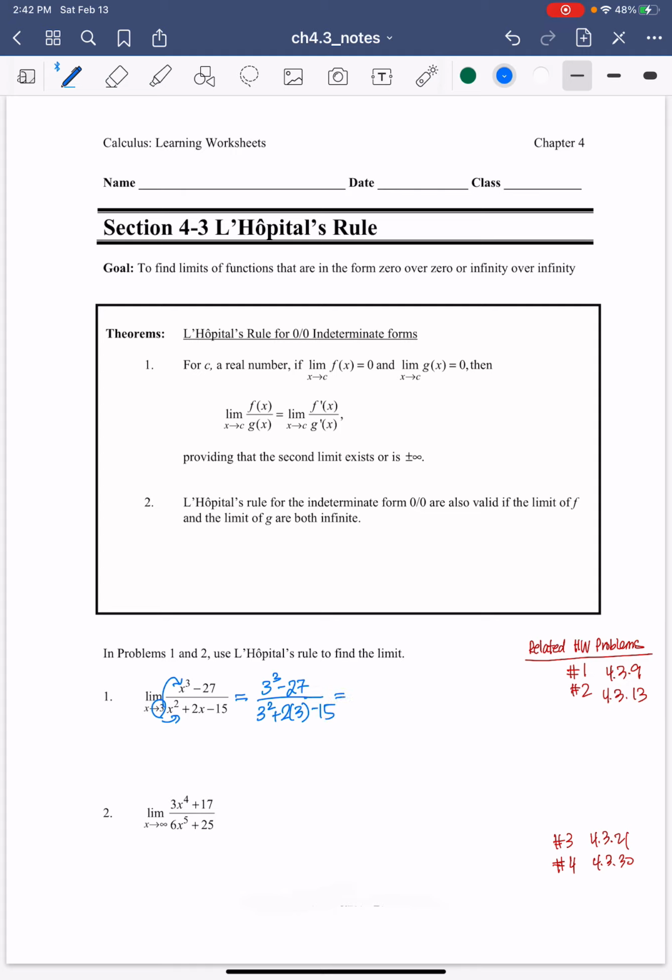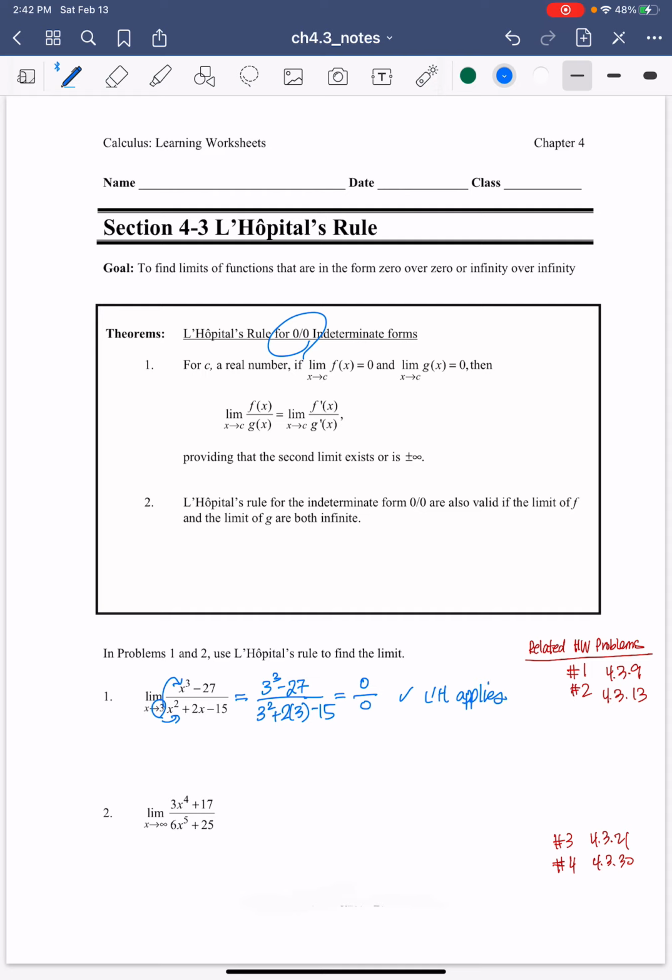Well, 3 cubed is 27. 27 take away 27 is 0. 3 squared is 9. 9 plus 6 is 15. Take away 15 is 0. So you get this indeterminate form, 0 over 0. So once you have an indeterminate form, I can apply L'Hopital's rule. So L'Hopital's rule applies because you have an indeterminate form.